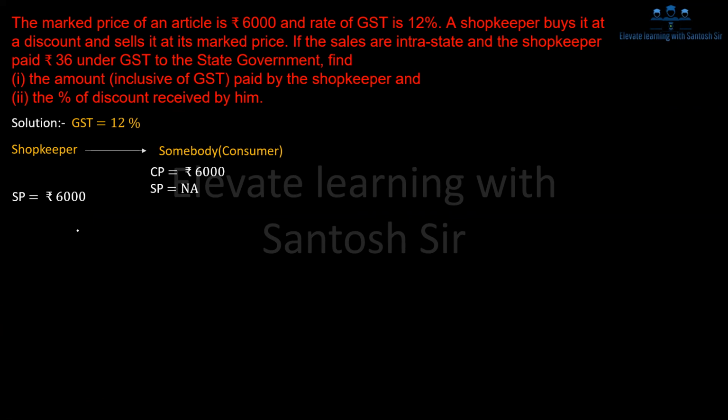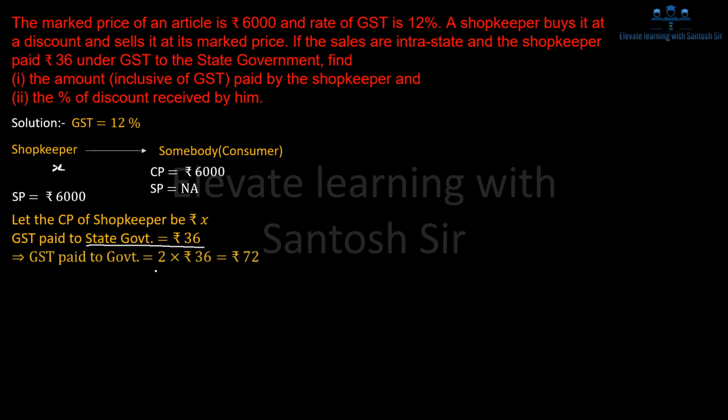How can we do that? First, let the CP of the shopkeeper be rupees X. Now, we know that the GST paid by the shopkeeper to state government is 36 rupees. So if he pays 36 to state government, how much was his total GST? GST paid to the government will be 72 rupees. So shopkeeper paid a GST of rupees 72 to the government. And we know that the net GST, that is this rupees 72, is nothing but the tax on profit.